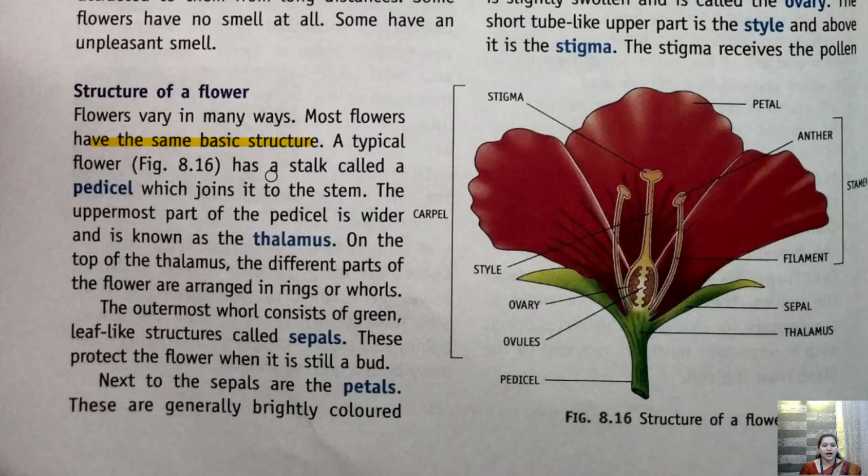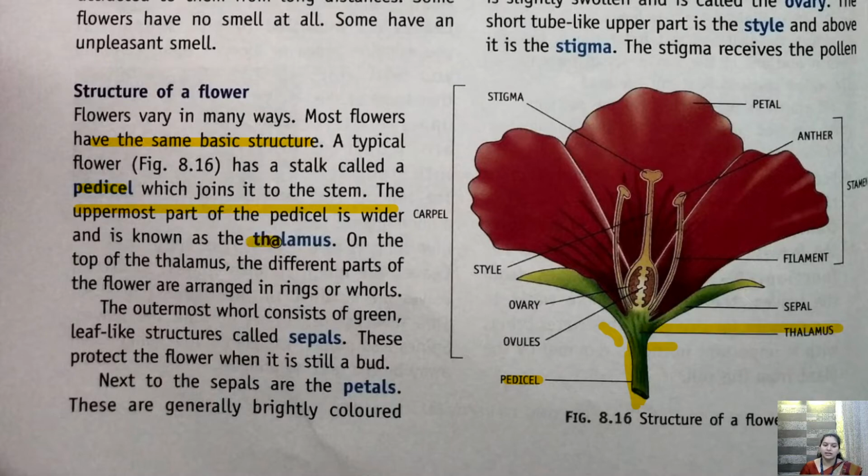A typical flower has a stalk called pedicel. ये जो आप देख रहे हो, this strand is a pedicel. Okay, which joins it to the stem. ये stem से जुड़ा होता है, ठीक है? Then the uppermost part of the pedicel is wider. ये देख रहे हो, यहाँ पे क्या हो जा रहा है? ये थोड़ा सा wide हो जा रहा है, ठीक है? Wide मतलब थोड़ा सा फैल जा रहा है. And this part is called thalamus. What is it called, children?